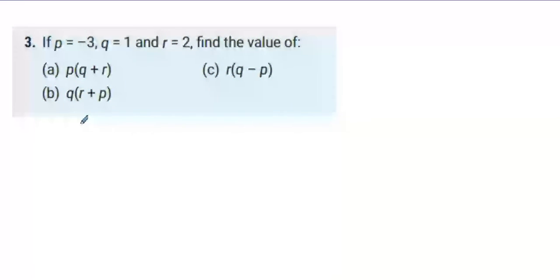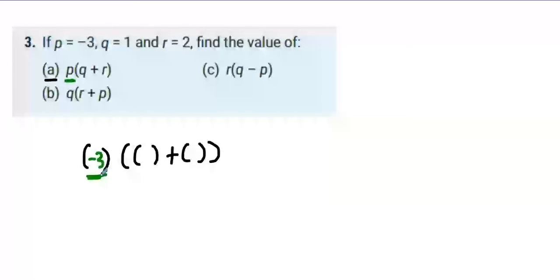In question 3A, you have P, you have Q, and you have R. You ready? Now, anywhere I see a letter, I put a set of brackets in there. That looks like a lot of brackets, don't get me wrong. So, see the P? That's this part here. And the P is -3. The Q is here, which means that's 1. Is that okay? And what about the R?